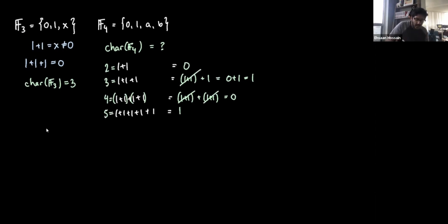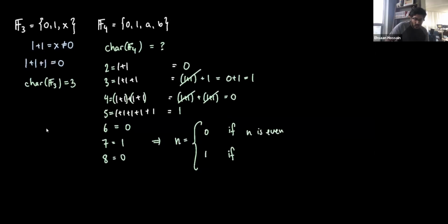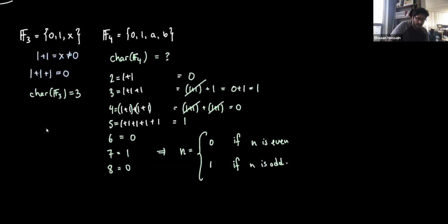So you can see 6 would be what? 0. 7 would be 1. 8 would be 0, and so on. In general, n is what? 0 if n's even. 1 if n's odd. So the characteristic of F4 is actually 2.